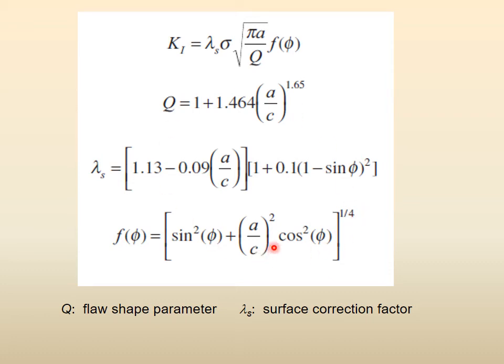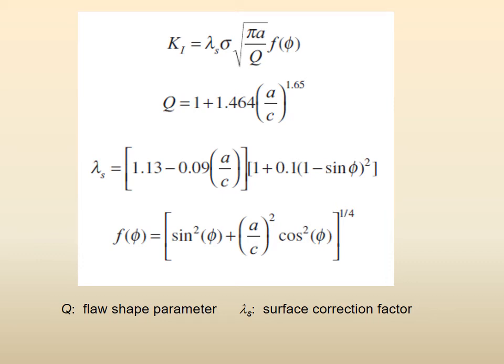They are very simple, because if the size of the ellipse is known, then a and c are known. If the location of the point is known, then phi is known. So just put the values of a, c and phi, and you have these three things. So all of that will become a number. It can become 1, it can become 1.12, it can become 2 upon pi, and so on. So this is the generalized solution when you have an infinite plate with an embedded crack.